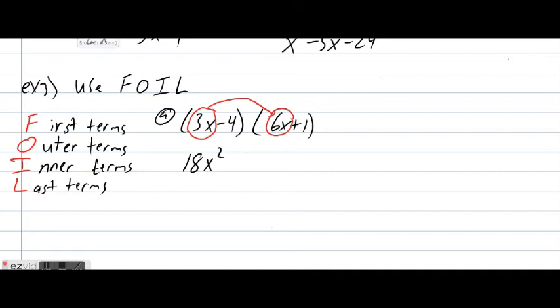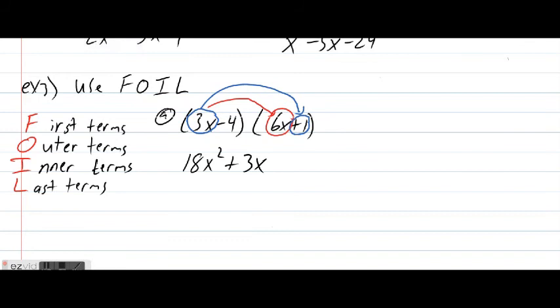Now we're going to take the outer terms. So this is the outside term because it's all the way to the left. Here's the outside term in that binomial because it's all the way to the right. They're on the outsides. So 3x times 1 just gives me 3x.